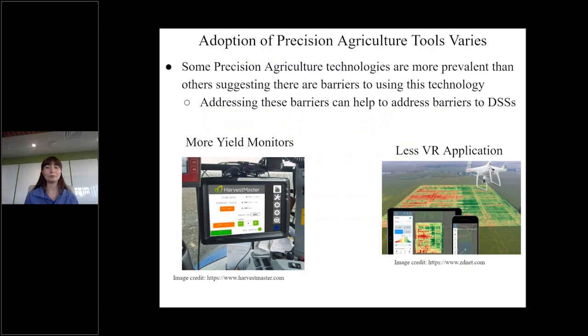So adoption of precision agriculture tools is really variable. There are some precision agriculture technologies that are more prevalent than others, such as yield monitors are more prevalent in agriculture than variable rate applications. And this suggests that there are barriers to using this technology. And we want to be able to identify these barriers as well as address these barriers now in precision agriculture tools that we currently have so that we can address and identify these barriers for decision support systems using machine learning in the future.